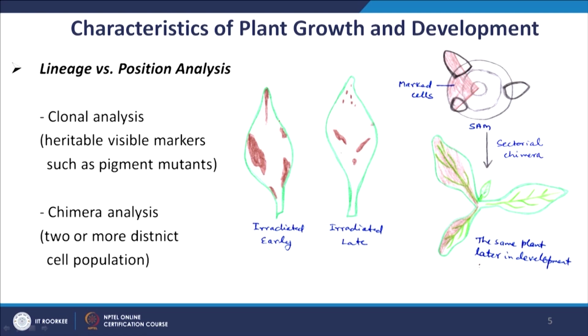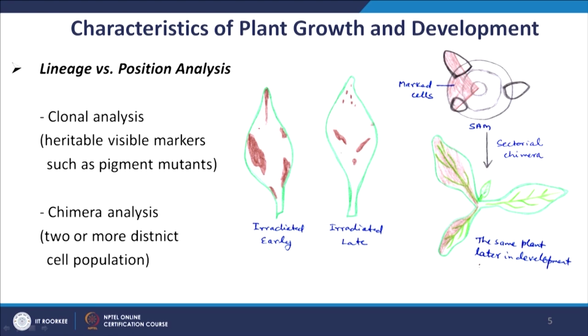So, if you take this leaf and irradiate it at an early stage, you might find a cell here which is losing the pigment, and then later on in the mature leaf you see there is a patch of cells which are losing the pigment. But if you take this leaf and irradiate at a later stage, when the development is quite completed, then you see that these patches are relatively smaller in size. So, what does this tell? This tells that through clonal analysis you can identify the lineage and the cells which are coming from the lineage. So, there is a strong correlation between lineage as well as position.